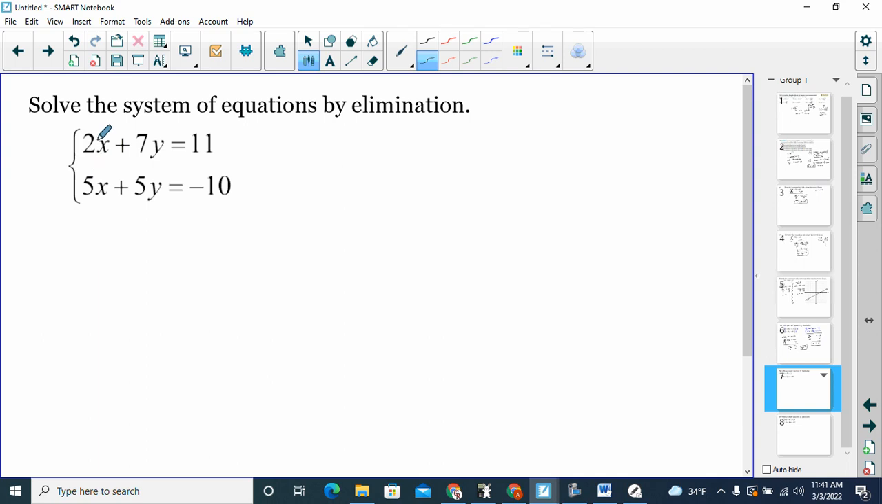So if I want this to be 10x, I need to multiply this top equation times 5. Multiplying the top equation by 5 is going to give me 10x plus 35y equals 11 times 5, 55. The bottom equation, I also need to have 10x, but if I multiply this by 2, I've got 10x on the top, and that's going to give me 10x on the bottom.